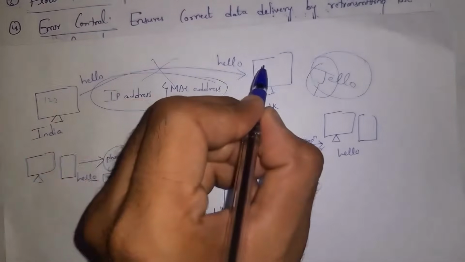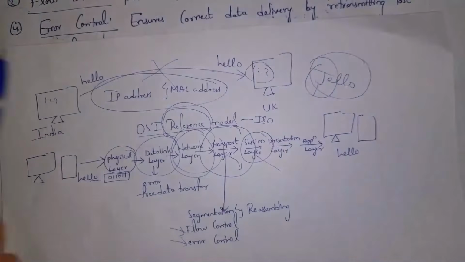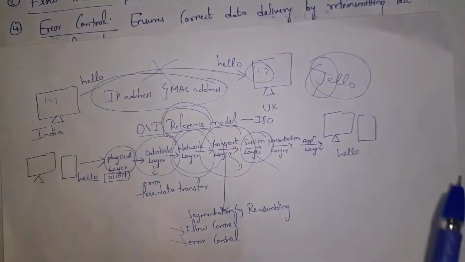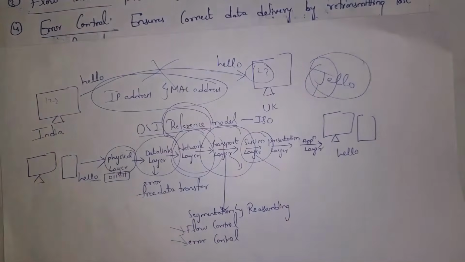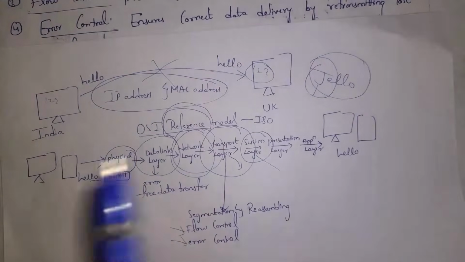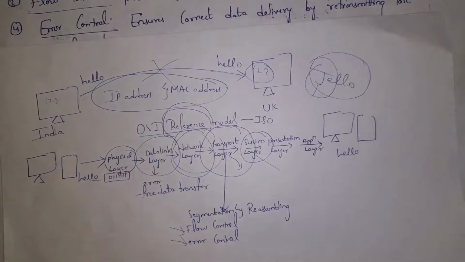Similarly, this person also must enter the same password. So the sender password and receiver password, if both match, then authentication is successful. Computers can communicate with each other. This is the meaning of authentication, and this authentication is done by the session layer.